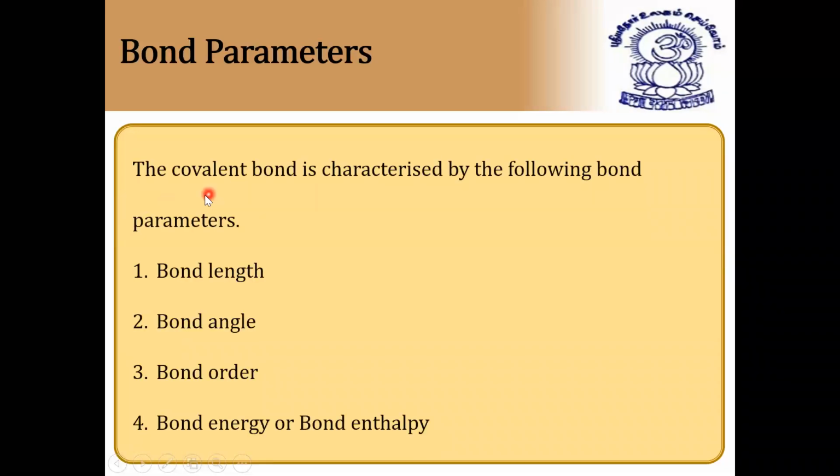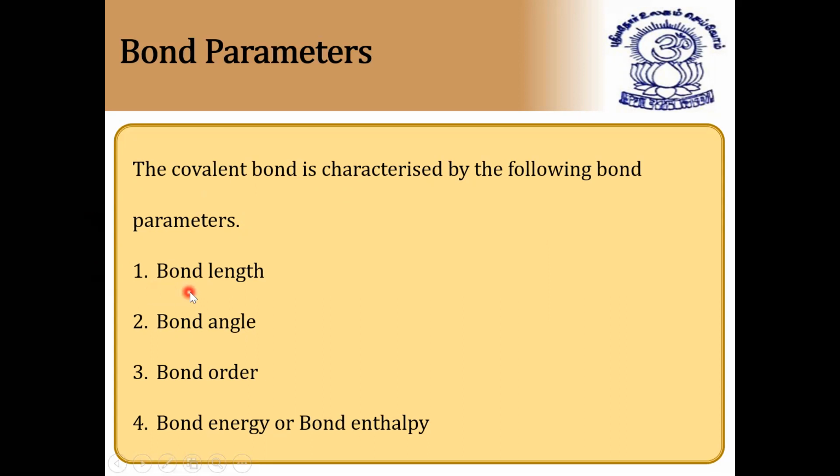So what are bond parameters? The covalent bond is characterized by the following bond parameters. As I already told you, covalent bond is directional, so it has bond parameters. All the measurable properties of all of the bonds present in the molecule are called bond parameters. So what are the measurable properties?